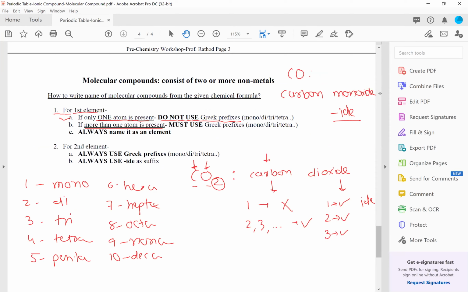So as I just told you, for the first element, if you have just one atom, you do not use the Greek prefix. But if you have two or more, then you have to use the prefix. For the second element, no matter how many of them you have, you always have to use a prefix, and the suffix is always IDE.